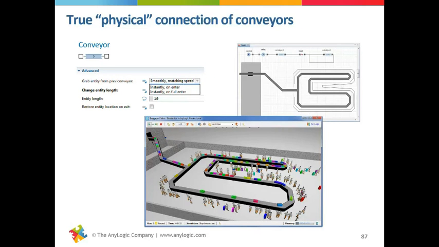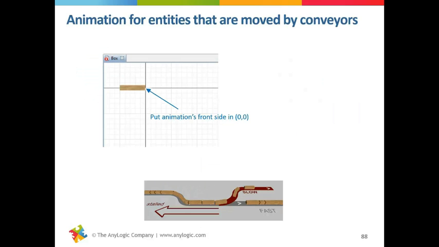Conveyors now have a more physical connection between conveyors. In a second conveyor, simply specify how to grab entities from the previous conveyor. For animation involving conveyors, place the right side of your entity against the 0, 0 axis instead of centering the entity on it.